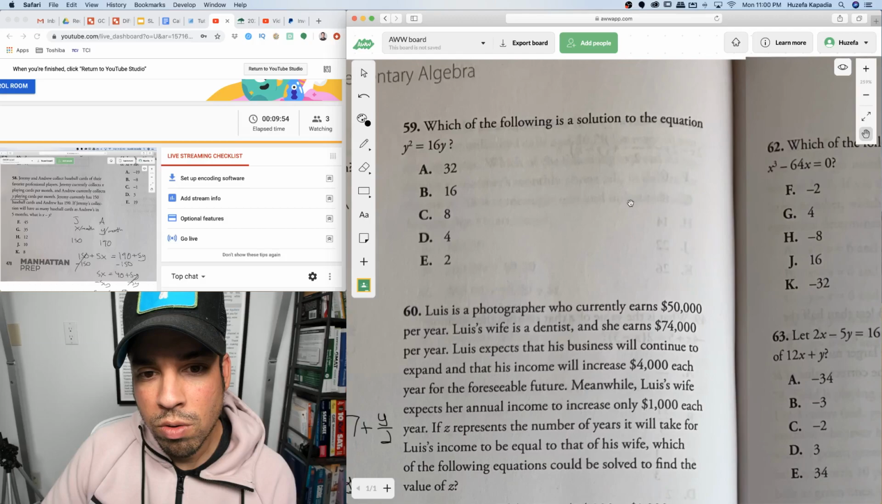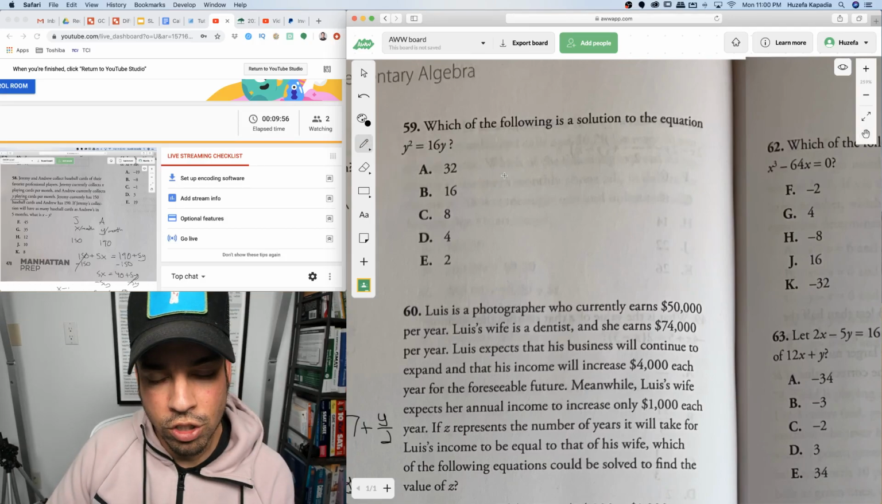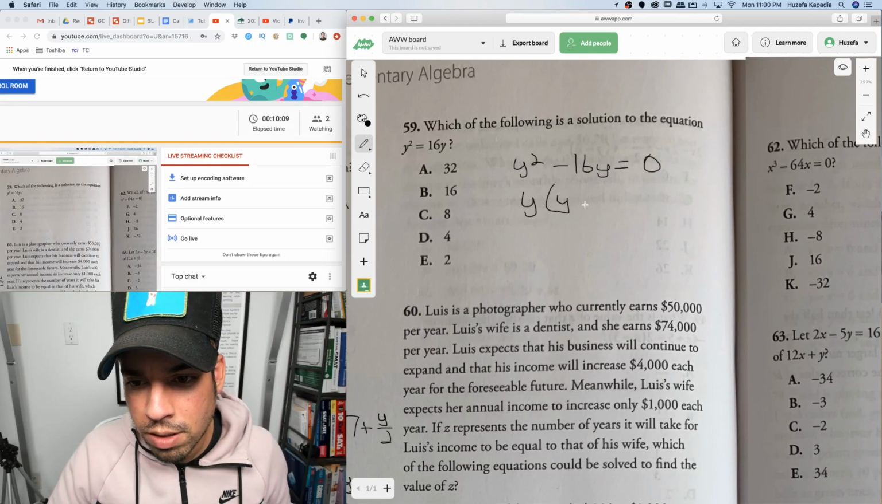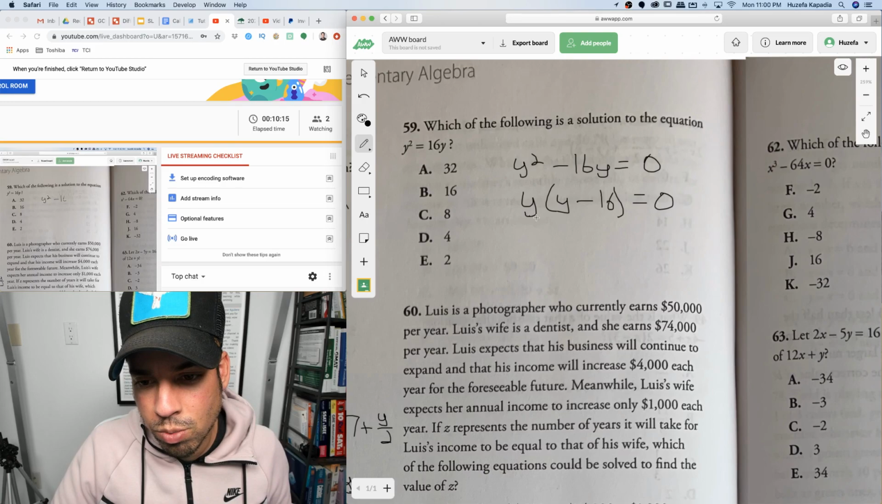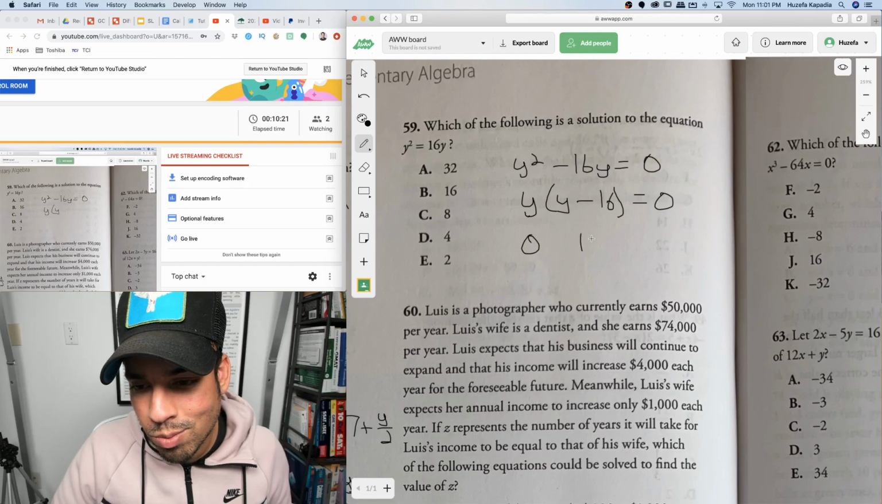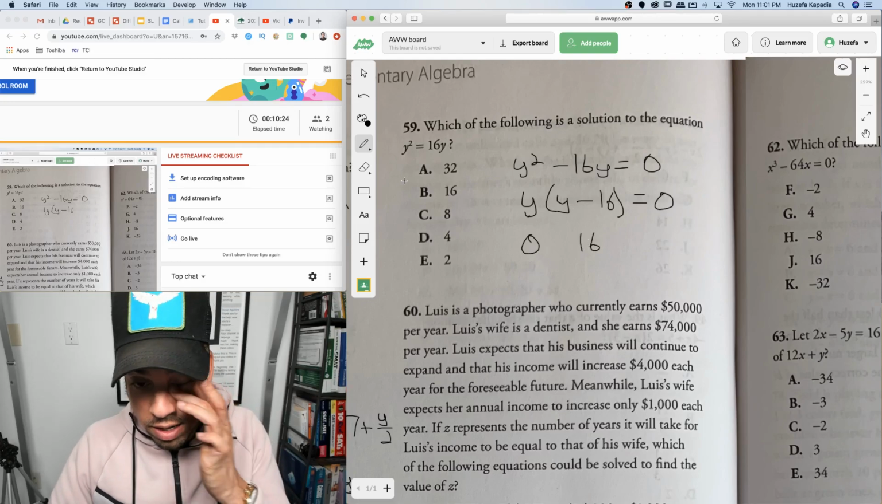Number 59, which of the following is a solution to the equation here. Okay, should be y. So I got y times y minus 16 equals 0. And I got two solutions where this sets the whole thing equal to 0 and where this goes to 0. So my solutions are y equals 0 and y equals 16. And that's my answer.